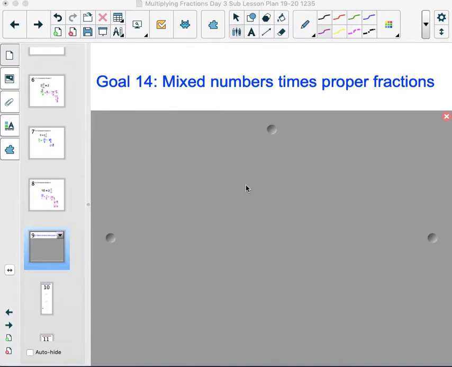Goal 14 is you're going to take mixed numbers times proper fractions. So pause the video and write down this goal, mixed numbers times proper fractions. After you've written that down, click play.